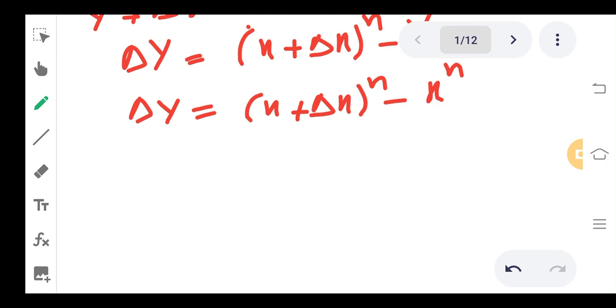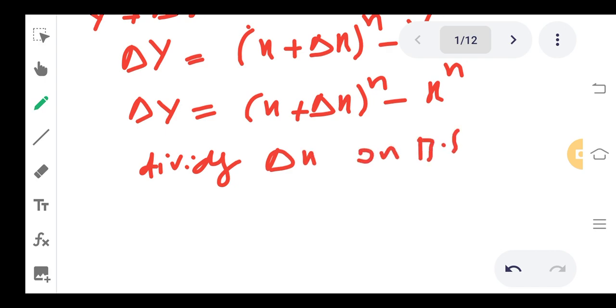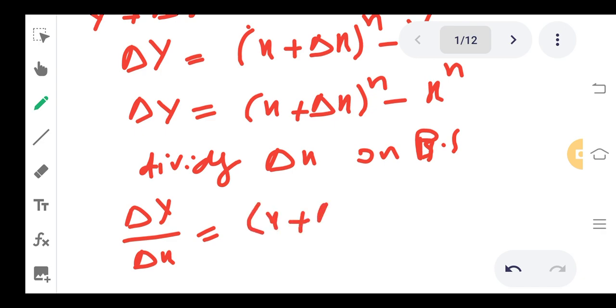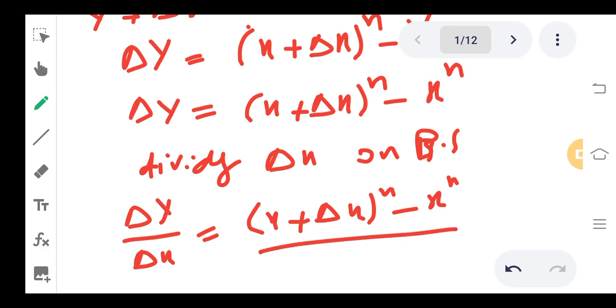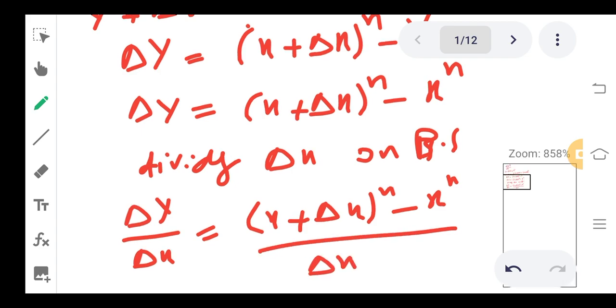Now if we divide the delta x on both sides, delta y over delta x will be equal to x plus delta x whole power n minus x power n over delta x.